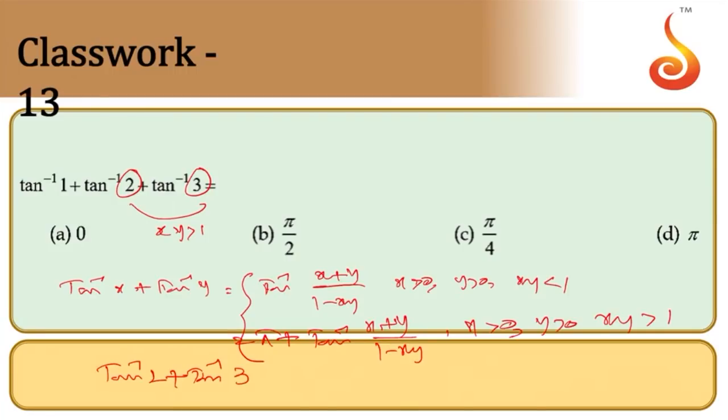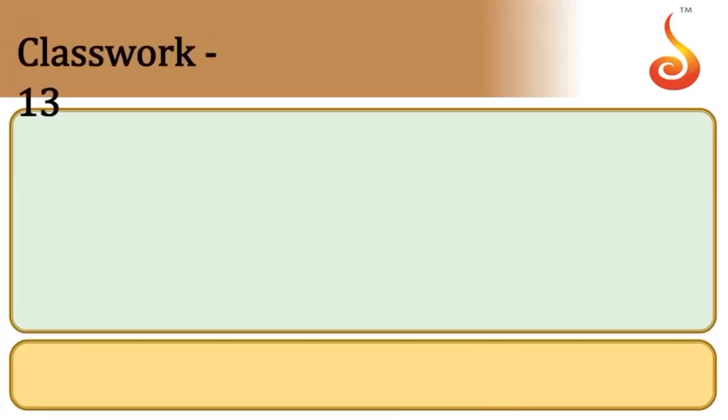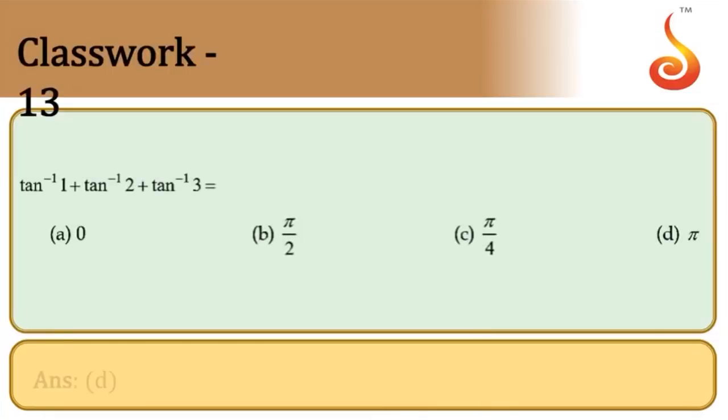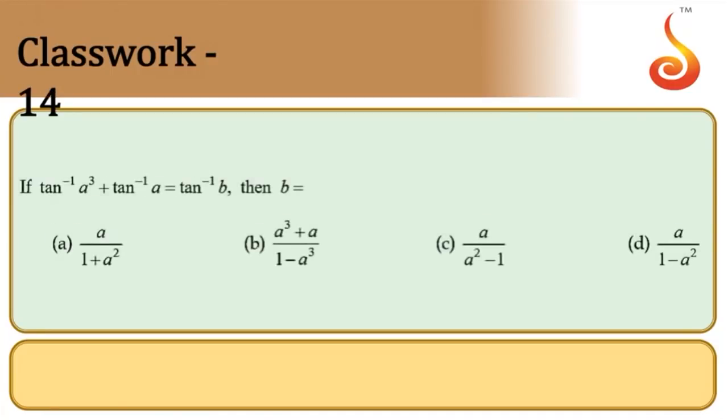So by using this, tan inverse 2 plus tan inverse of 3, and therefore tan inverse 1 is equal to pi by 4. You know that one. That is equal to pi by 4 plus, so pi plus tan inverse of (x plus y), 5 divided by minus 5. This is minus pi by 4, plus pi by 4 gets cancelled. So the answer is equal to pi. That's the solution for the problem. Okay, so pi is the answer.